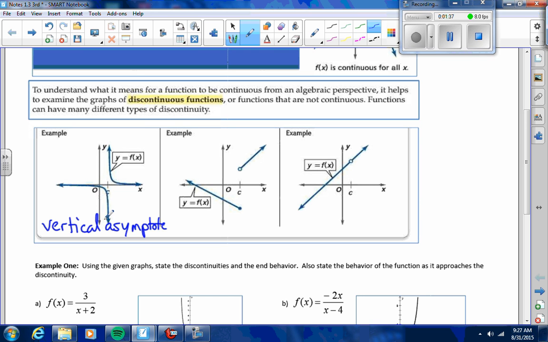Okay? In this case, we would call this a non-removable discontinuity.